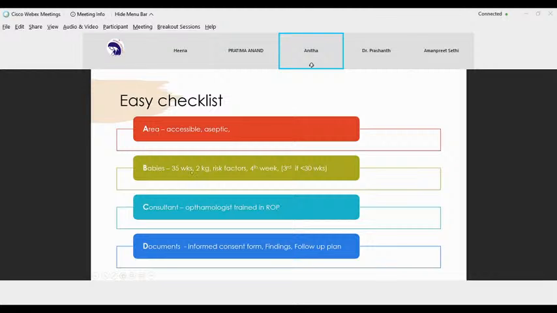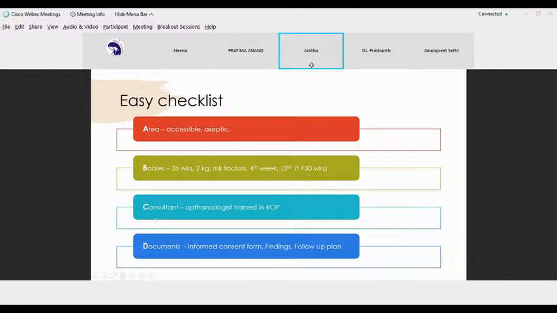Then the babies: whom are we going to screen? These are important numbers that we have to remember. Babies less than 35 weeks and less than 2 kg will come under the screening criteria. And anybody above this with risk factors, that we have learned all these days, prolonged oxygen therapy, mechanical ventilation, sepsis, blood transfusion, and so forth, will also come under the screening criteria. When it has to be done: at the 4th week if the baby is born at more than 30 weeks. And if the gestational age at birth is less than 30 weeks, screening before the 3rd week is mandatory, like 2 to 3 weeks postnatal age.